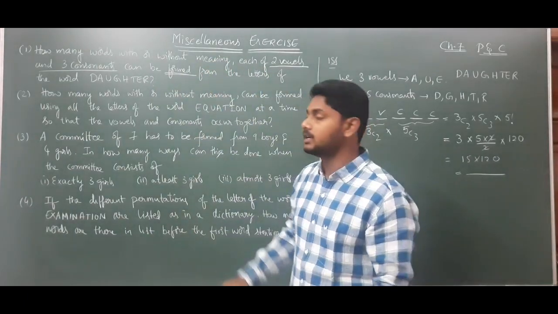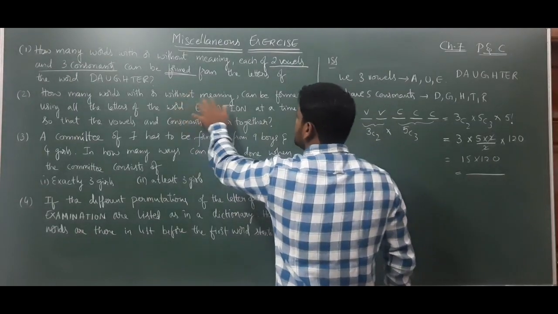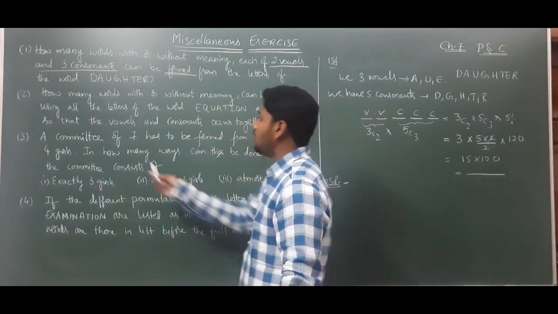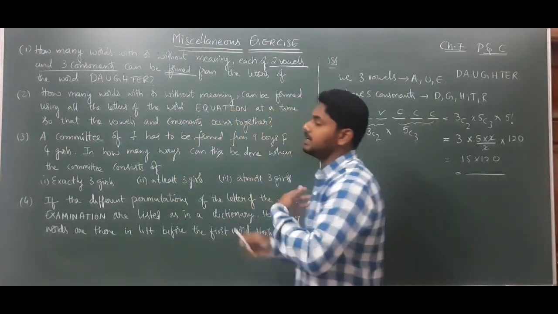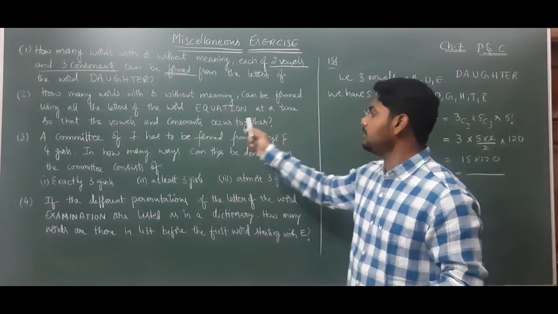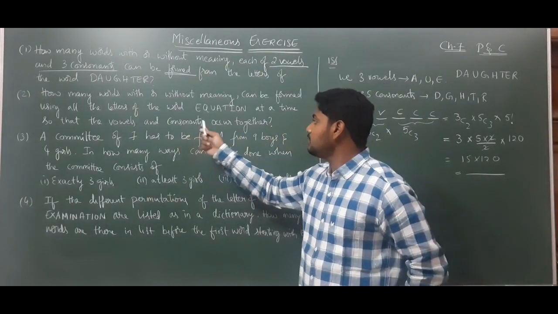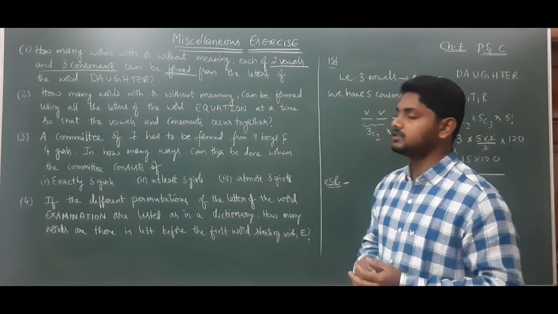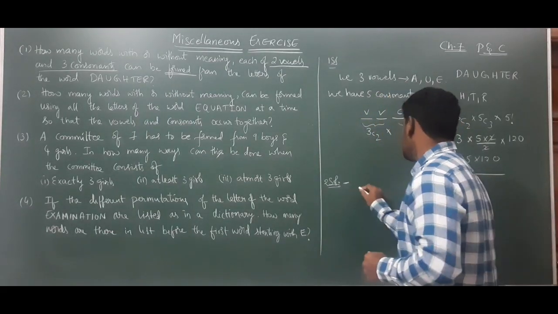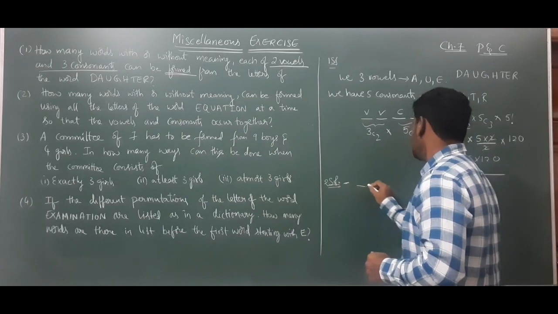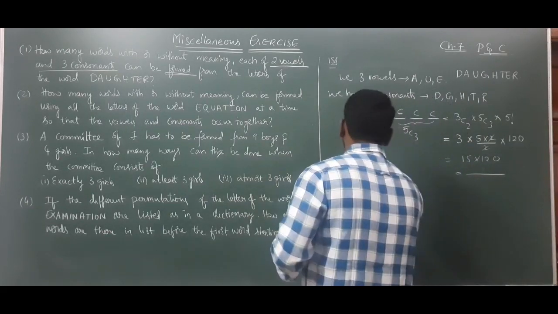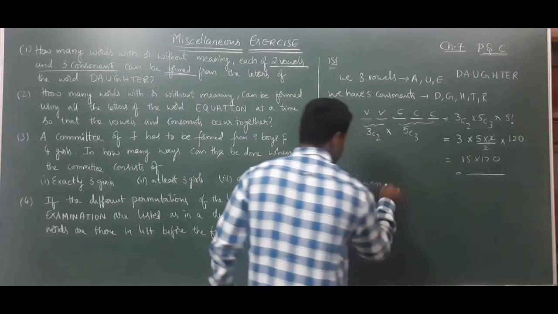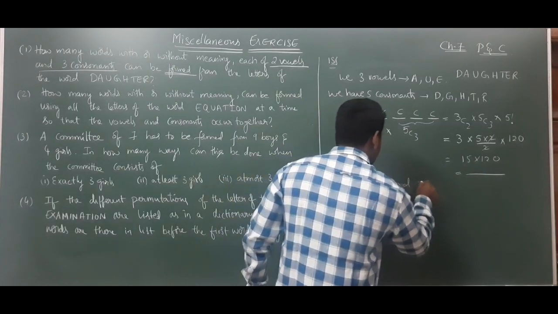But here, how many words with or without meaning can be formed using all the letters of the word, that means an 8-letter word only we need to form at a time, so that vowels and consonants occur together. So 8-letter word, right? One. So first of all, the given word is equation.